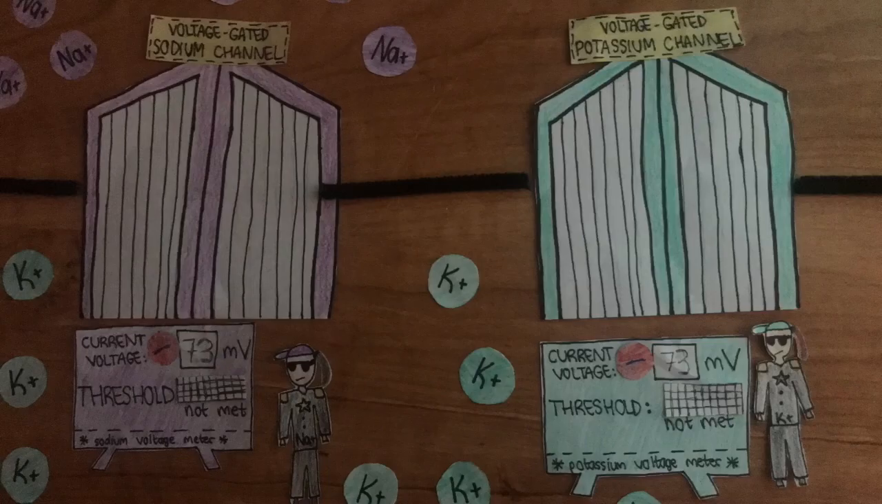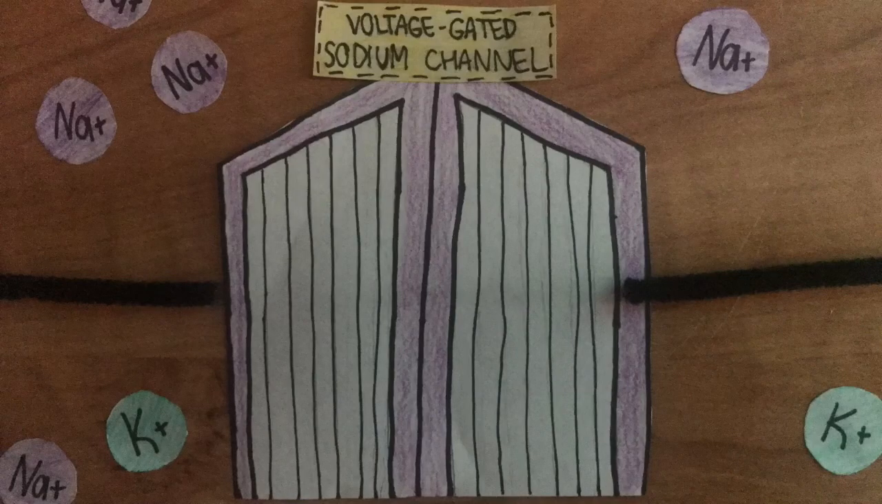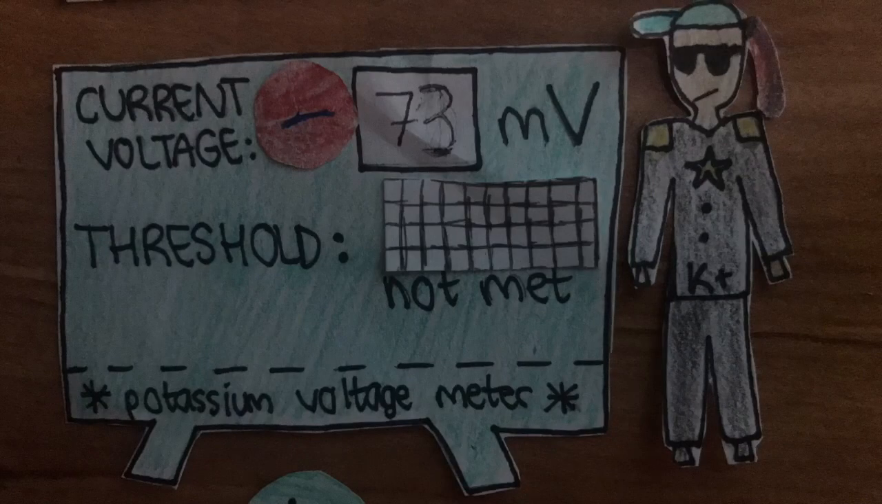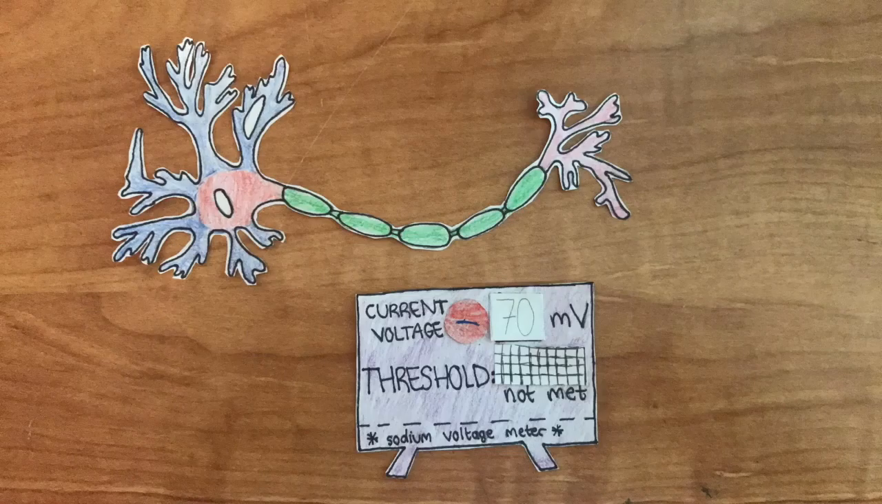Also, there are voltage-gated ion channels. Each ion has its own voltage-gated channel, which stays strictly closed until the electrical gradient reaches a certain threshold value. Now, back to the action potential.